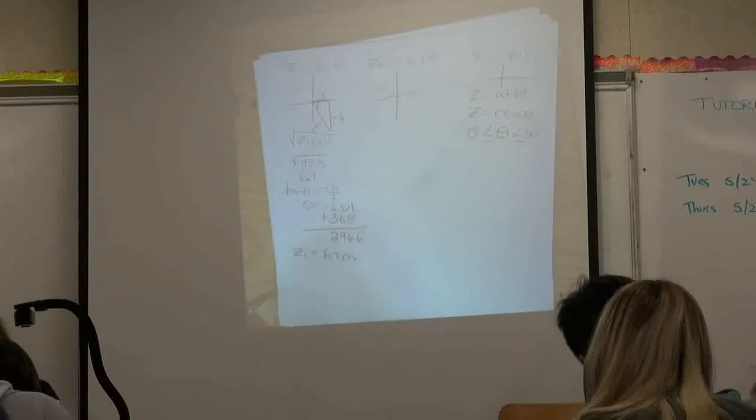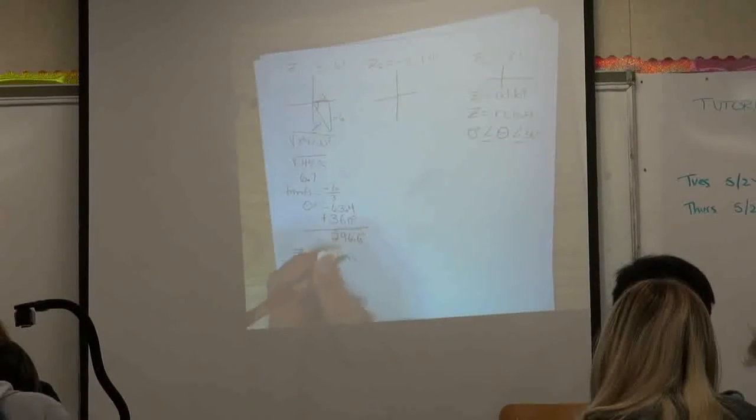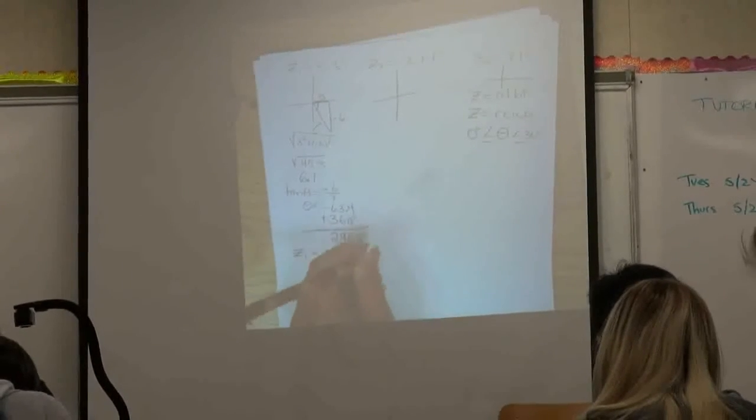So we just changed Z1 from being 3 minus 6i to being 6.7 cis, and 296.6 rounded to the nearest whole is cis 297.